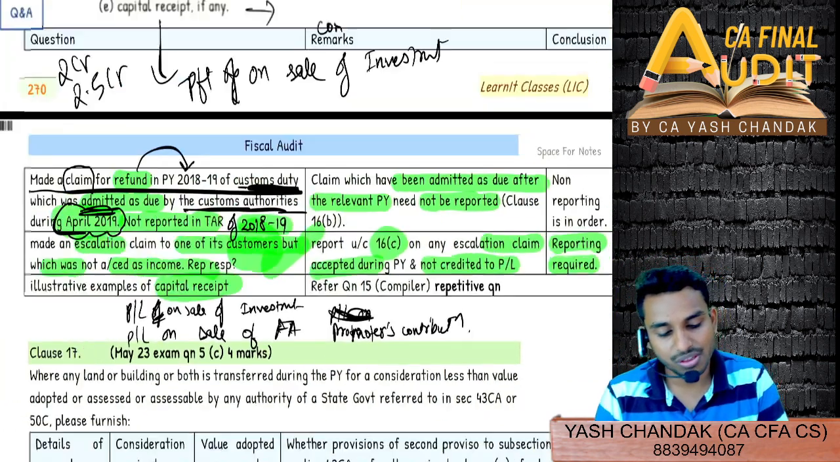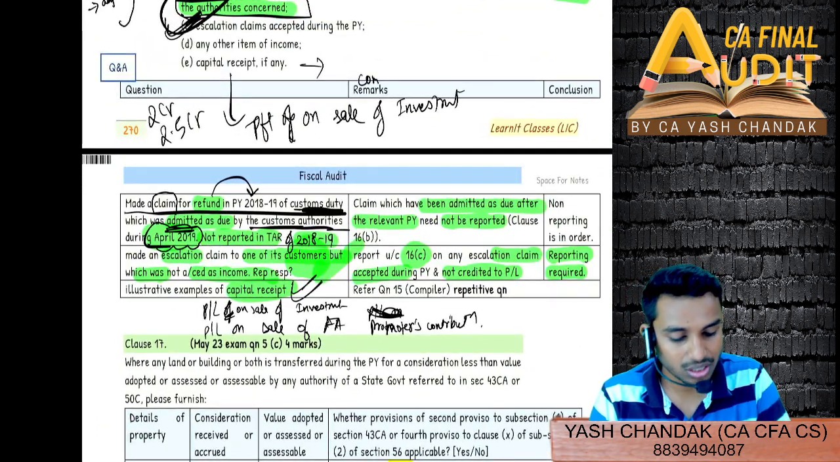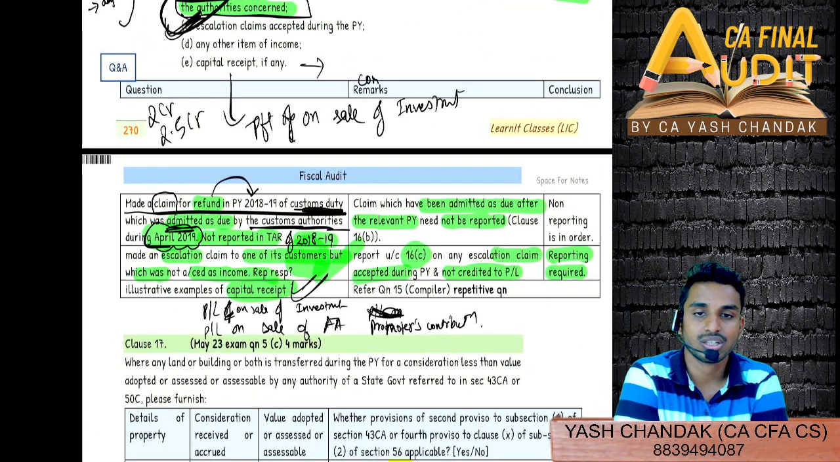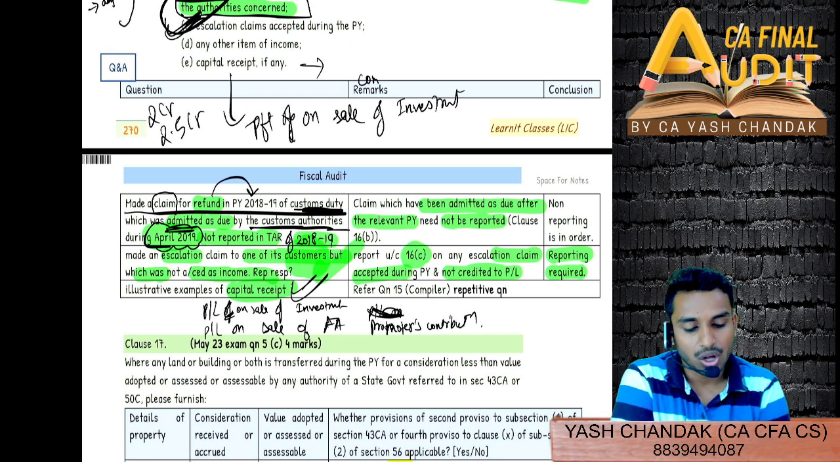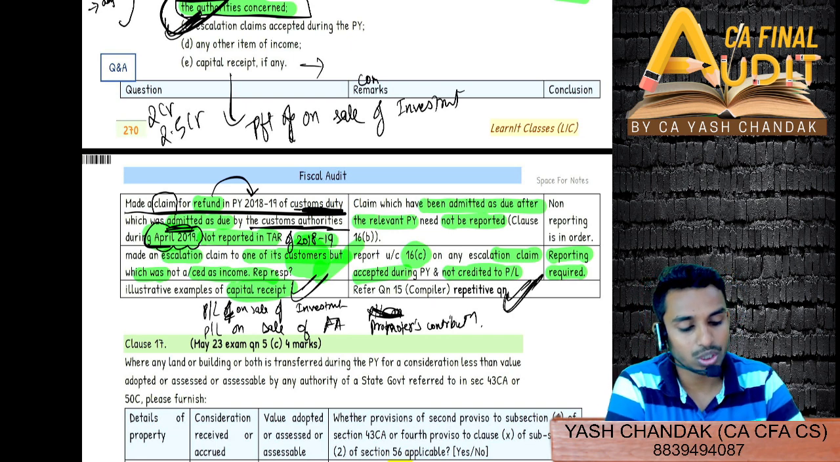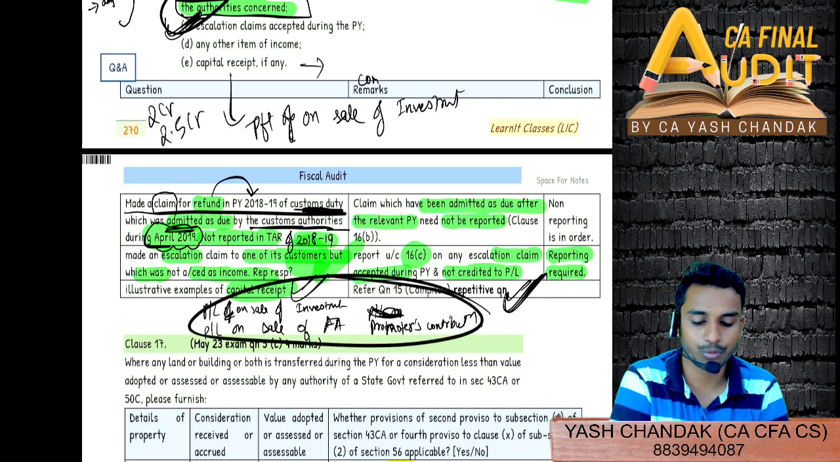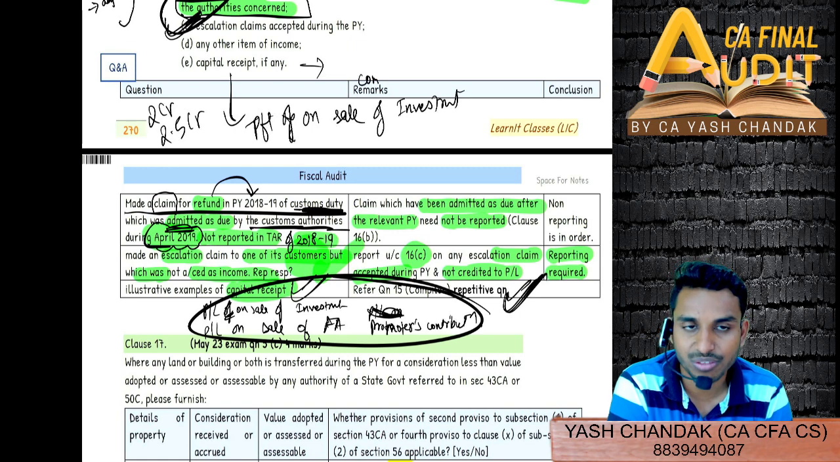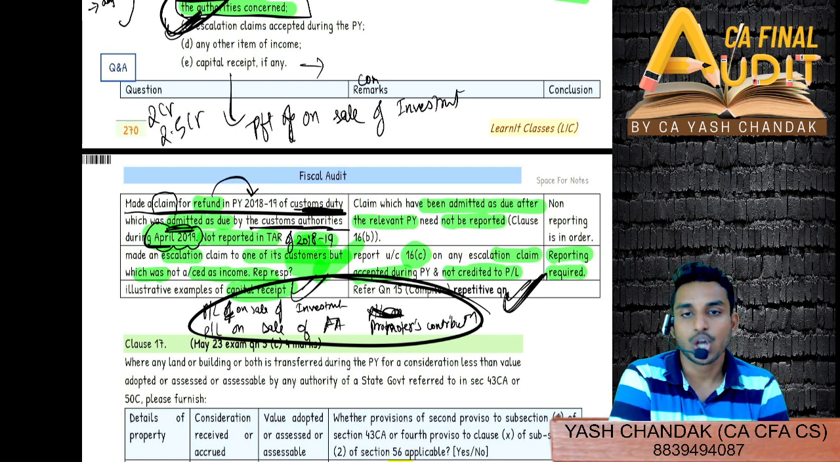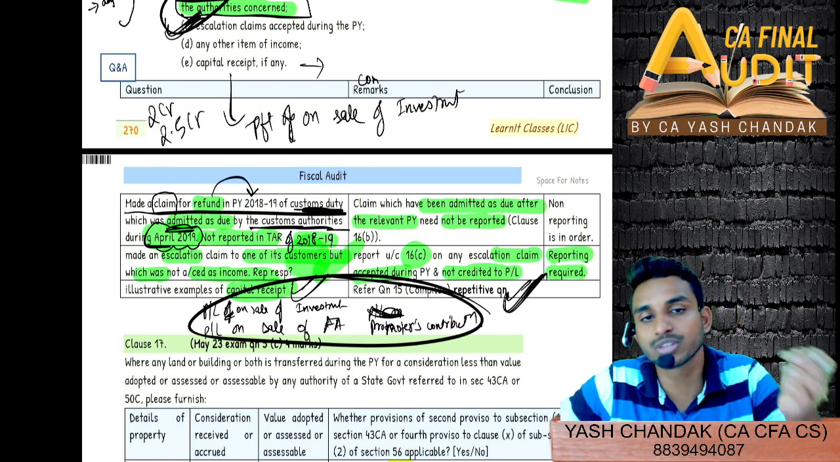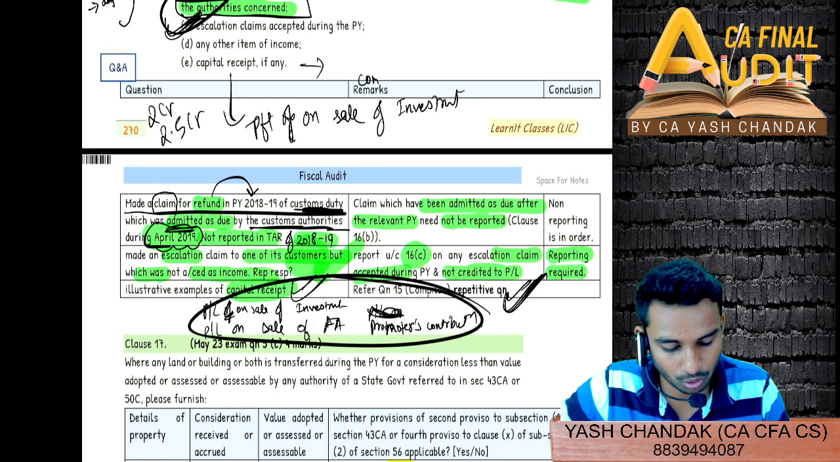This is a separate question which was asked twice or thrice by ICAI. So you can refer to the compiler or even the study material, or I'll also tell you. These are the three points. One more point was there: profit on sale of fixed asset, profit on sale of investment, promoters contribution, or any other nature of capital receipts which you think should be included in the profit and loss account.